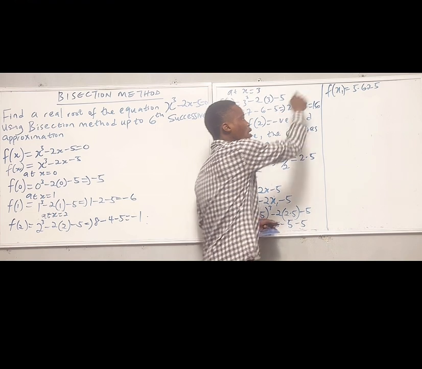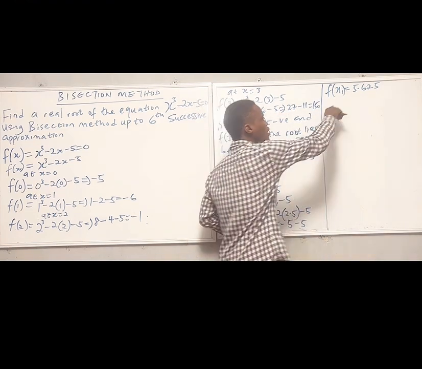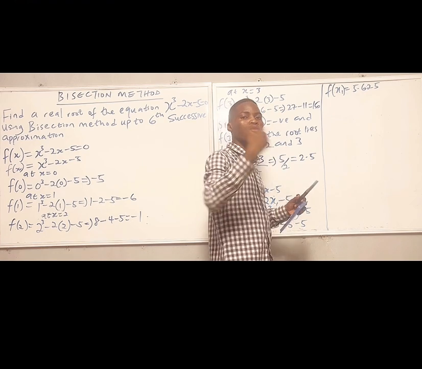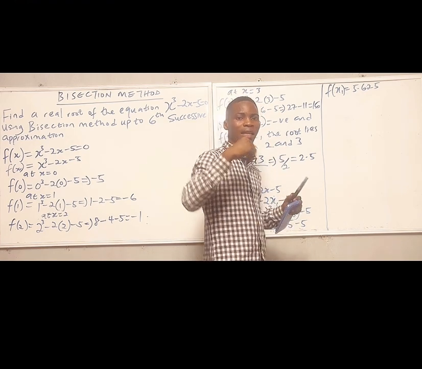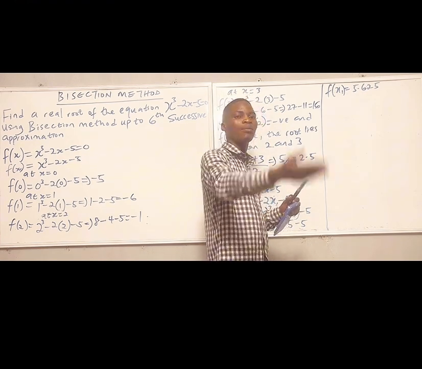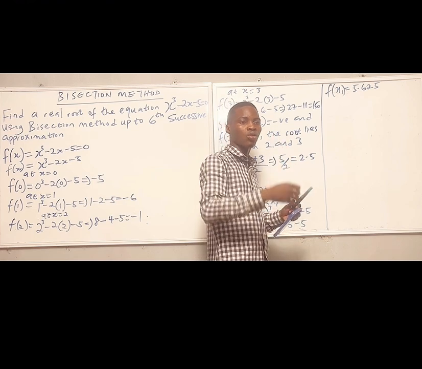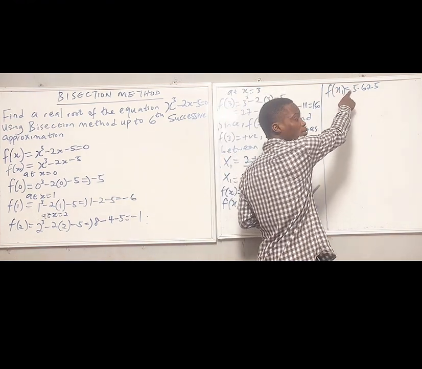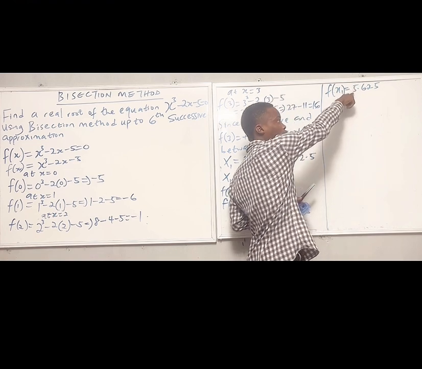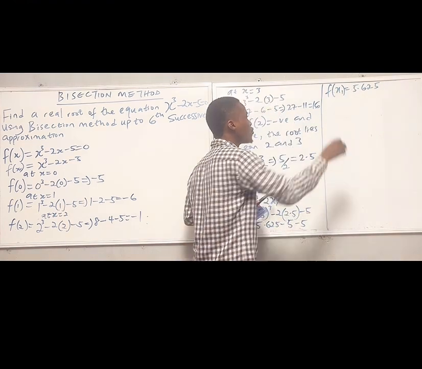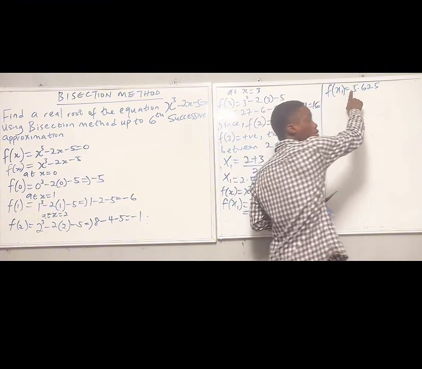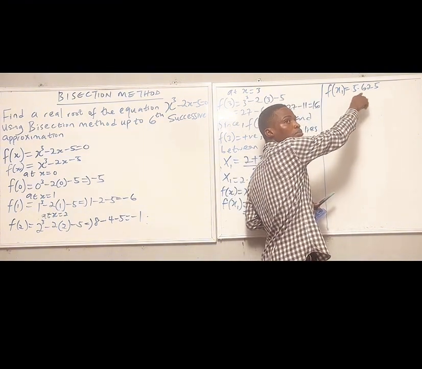The reason why we are doing this is that it will determine where to get our root, so that we can get our midpoint. And for us to do that midpoint in the bisection method, we will be getting x2. So this is positive. The sign is positive. So I've gotten my first midpoint value.